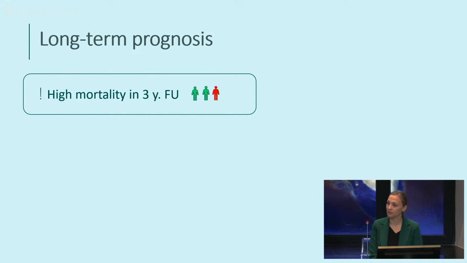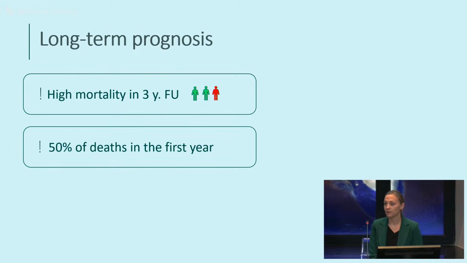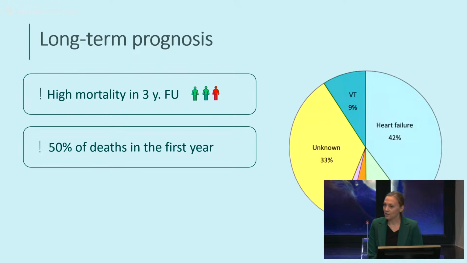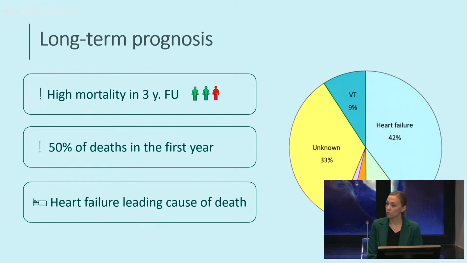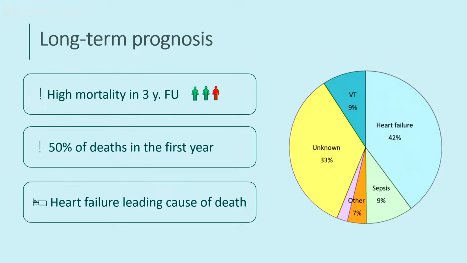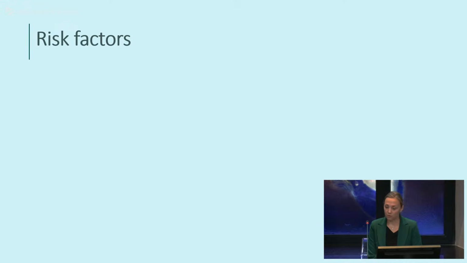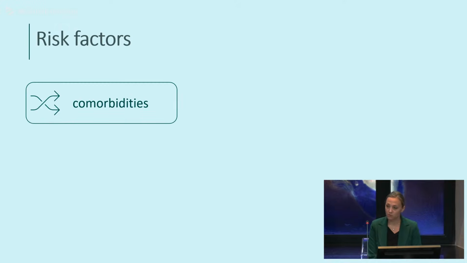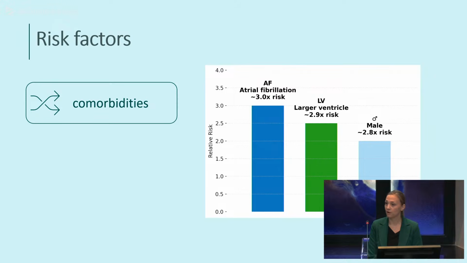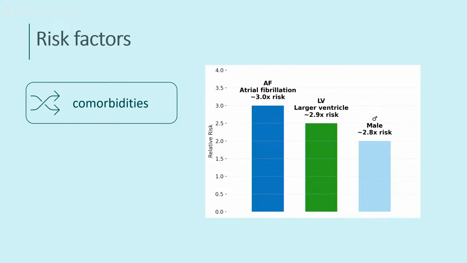1 in 3 patients died in the following 3 years, and half of the deaths were in the first year after ablation. Interestingly, the main cause of death was not arrhythmia, was not incident VT, but rather the progress of heart failure, showing that VT is often a marker of advanced disease rather than a phenomenon that's isolated. And we found, furthermore, that certain comorbidities, or clinical features such as atrial fibrillation, larger left ventricle, or male sex were associated with higher risk of death after ablation.